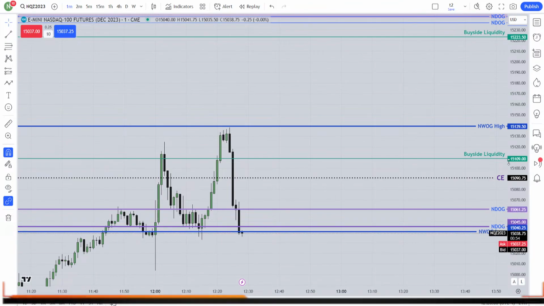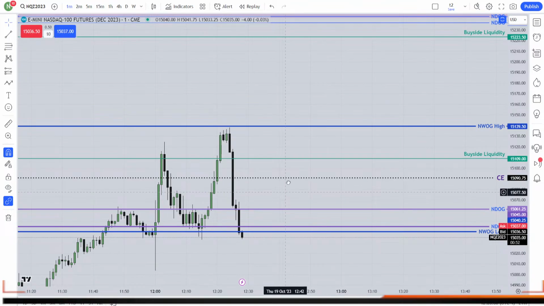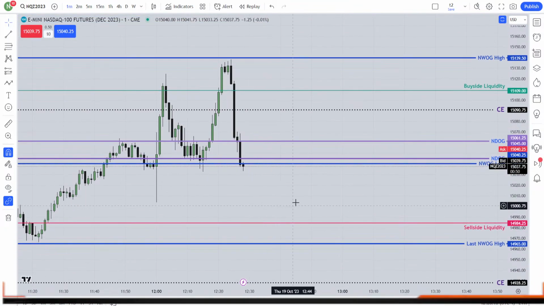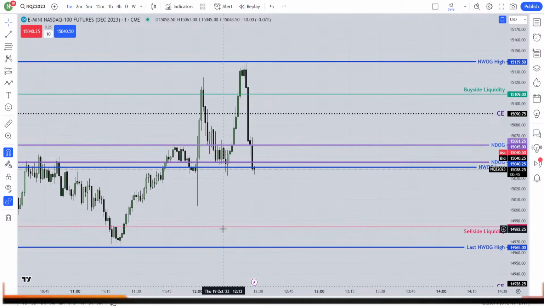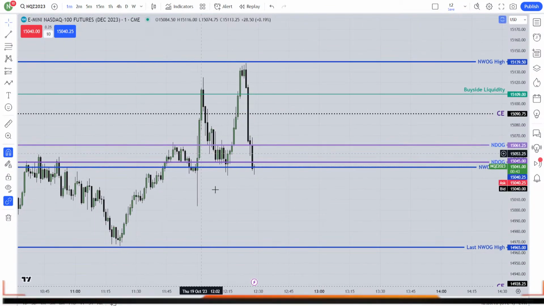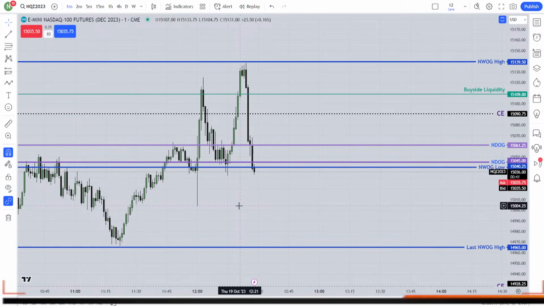Look at the price. It is going higher, taking the buy side liquidity, then going lower, taking the sell side liquidity. What can we expect from this type of market? This is the market we should avoid. I hope you guys will understand.